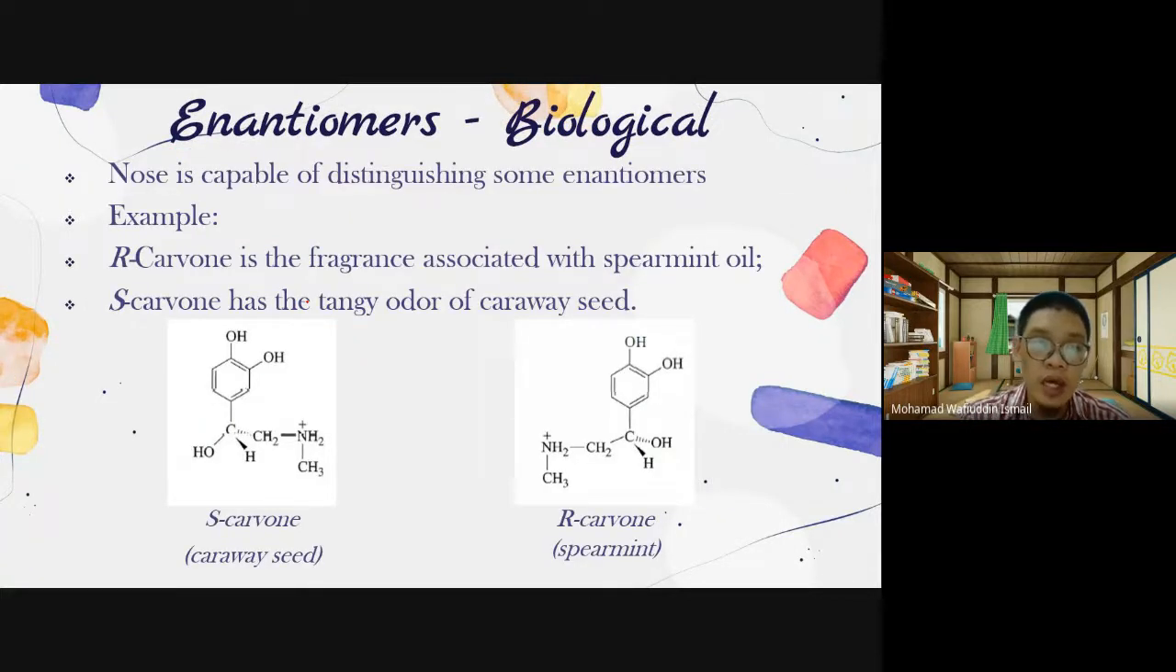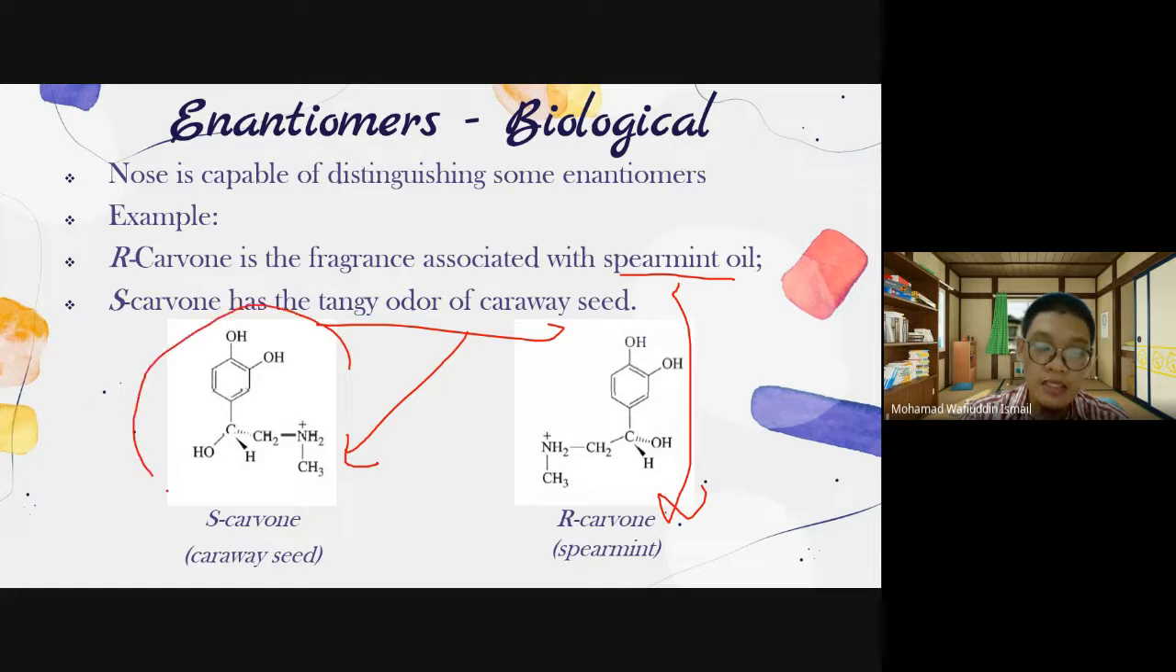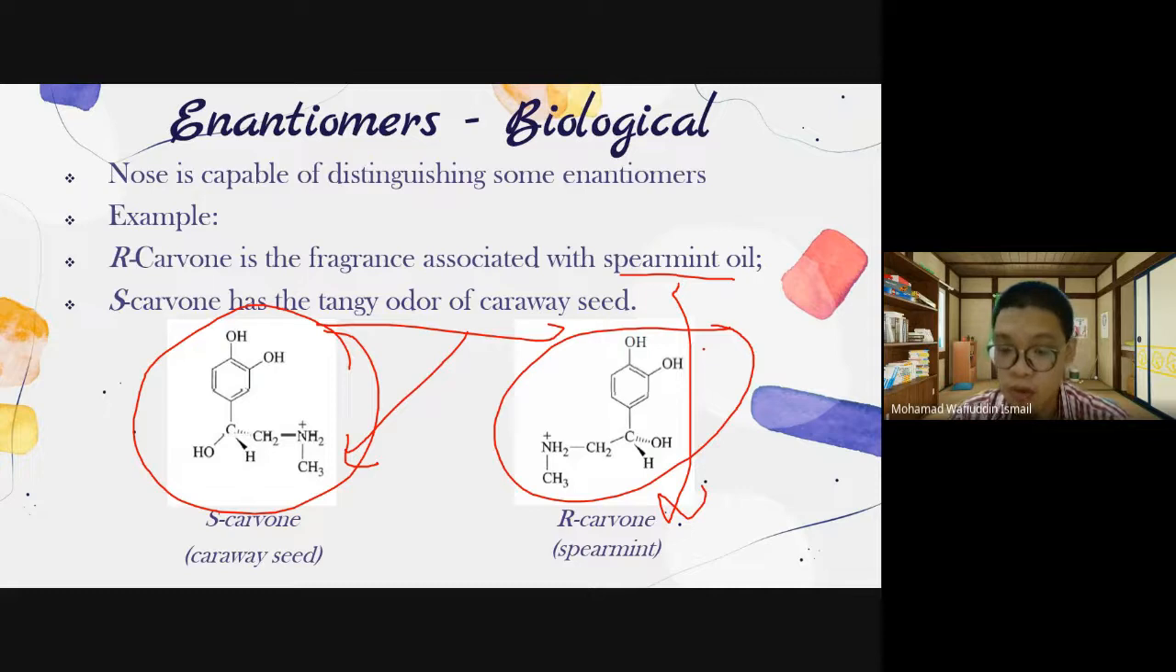One more thing is that our nose is also capable of distinguishing some enantiomers. An example is R-carvone and S-carvone. R-carvone is the fragrance associated with spearmint oil. Meanwhile, S-carvone is the tangy odor of caraway seed. You can see both molecules are the same molecule, but the configuration of this molecule in 3D is very much different.